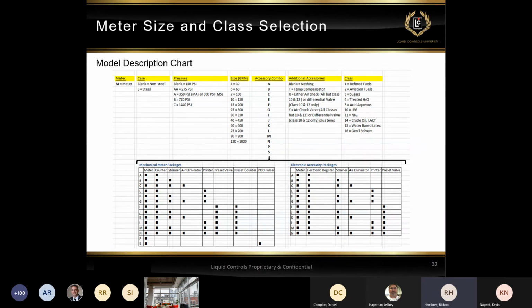And Liquid Controls uses class for their meter applications. Class 1 is for refined fuels, class 2 for aviation, class 3 is for your sugars, class 4 meters are for treated waters, class 8 is for your acetic products and also some caustics, class 10 is LPG, class 12 is anhydrous ammonia, class 14 for crude oil, and 15 is no longer available. Sorry about that, but should have taken that one out. But class 16 is for your general solvents.